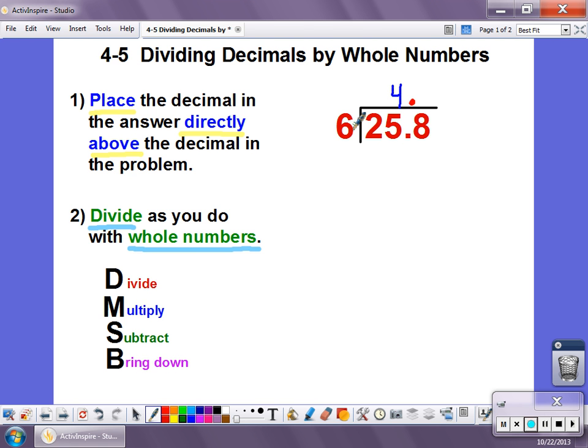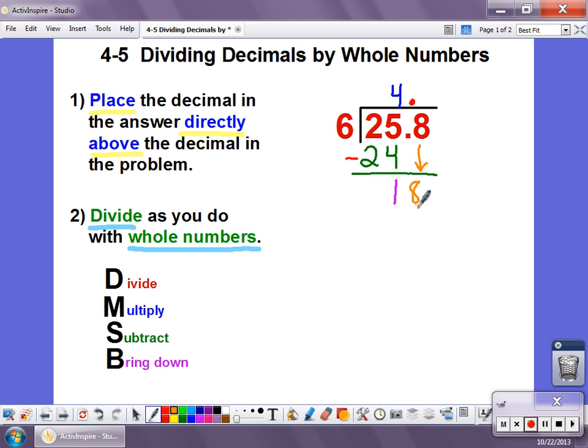Now, I'm going to take this 4, multiply it by this 6. 4 times 6 is 24. My next step is going to be to subtract these two amounts. 25 minus 24 is 1. And my final step in my long division process is going to be to bring down this 8 so that I can get ready to divide again.